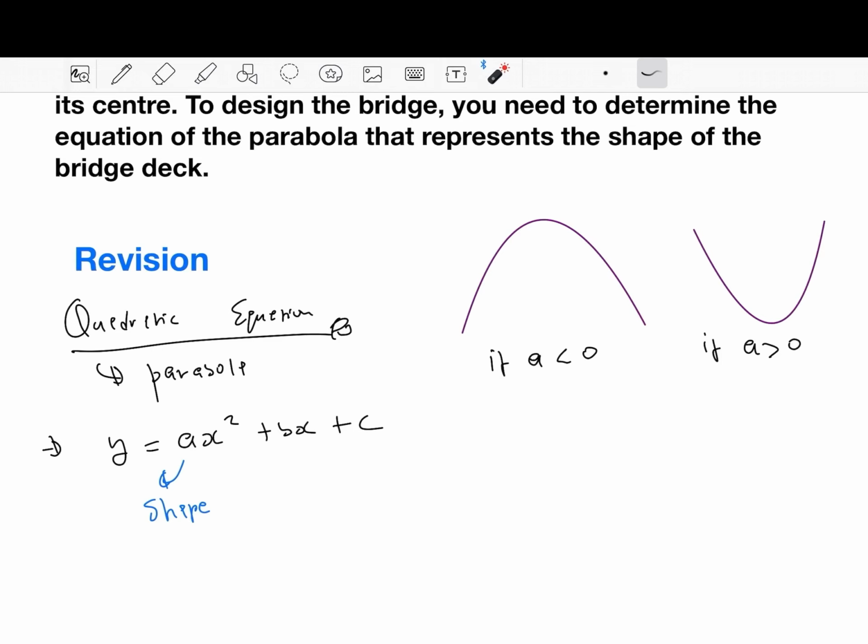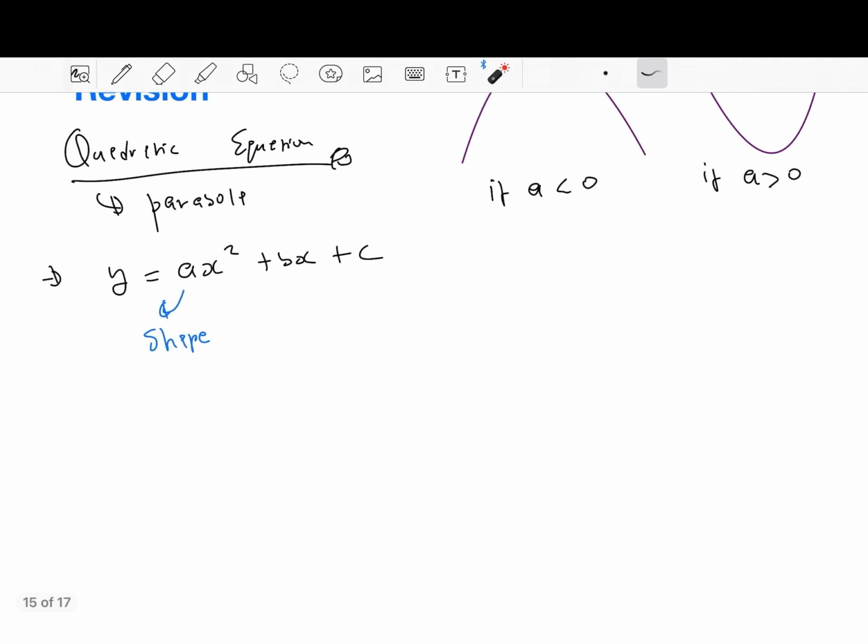Okay, so if a is negative, you have a parabola facing down. If a is positive, you have a parabola facing up. And b, we'll talk about b probably later, but for high school students, you don't need to understand what b is. What you need to know is b is just an arbitrary number that you need to calculate your parabolic equation.